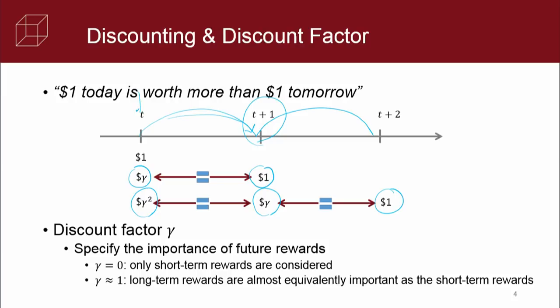The discount factor gamma defines the importance of the future rewards. The value of 0 means only short-term or immediate rewards are considered. So when gamma is 0, you simply disregard the future rewards. On the other hand, a value near 1 puts more importance on the long-term rewards, so long-term rewards are almost equivalently important as the short-term rewards.